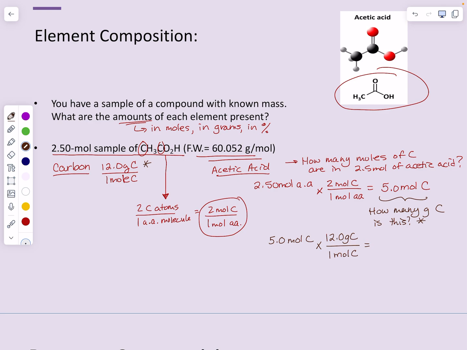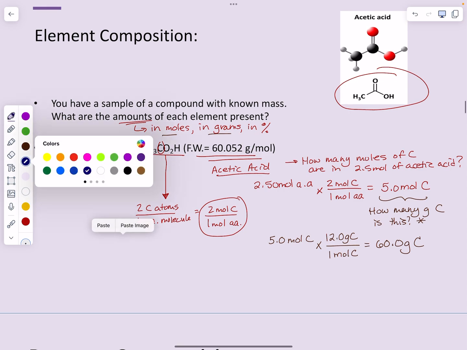So 5 times 12 is 60 grams of carbon. Okay, so if I have 2.5 moles, I've got 60 grams of carbon. All right. So we can figure out, again, how many moles. We can figure out how many grams. So now let's figure out what percent of the mass of my compound is carbon. Okay? So that's our third thing we're going to do.